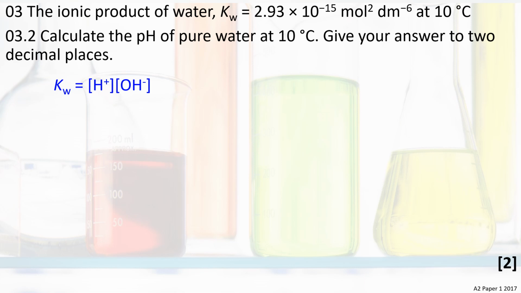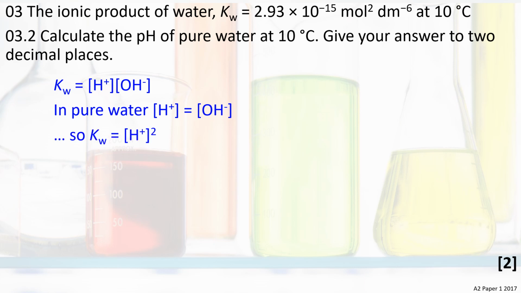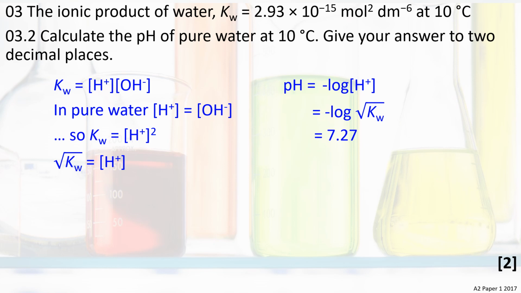So for pure water, the Kw expression becomes Kw is equal to the concentration of H plus ions squared. Therefore, if we take the square root of that expression, we can find the concentration of H plus ions. We also need to know that pH is given by the negative log to the base 10 of H plus concentration. So if we put the numbers in, we find that the pH of pure water at this temperature is 7.27. Make sure that you address the question. Give your answer to 2 decimal places.